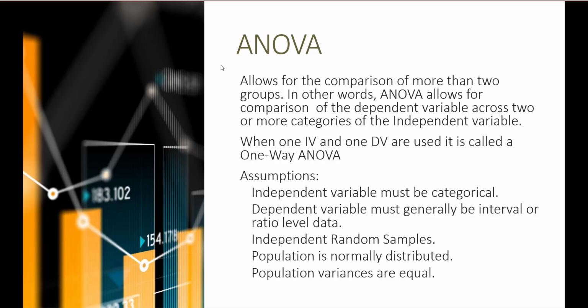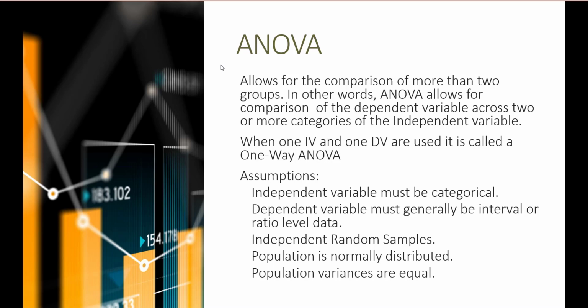ANOVA, or analysis of variance, allows for the comparison of more than two groups. In other words, ANOVA allows for the comparison of the dependent variable across two or more categories of the independent variable. When one IV and one DV are used, it is called a one-way ANOVA. So when we have one independent variable and one dependent variable, we're using what is called a one-way ANOVA.